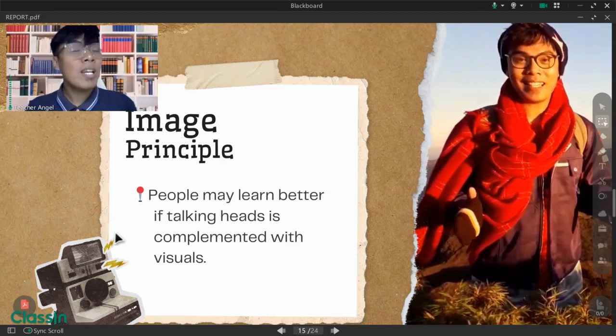So it's really very important for you to use different modalities. Okay, just like what the previous principle mentioned. Okay, don't just use a talking head. You can include an animation. You can include images, diagrams, etc. So that's why I said these two are actually connected with one another.